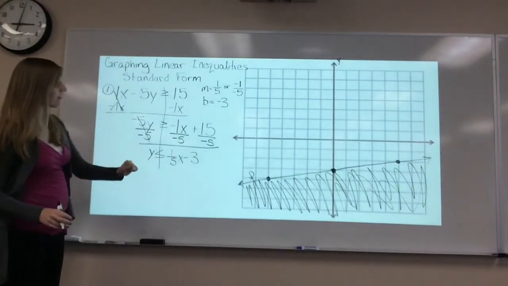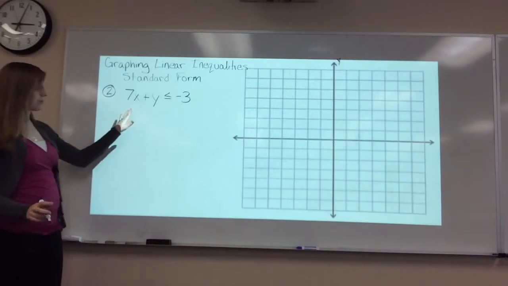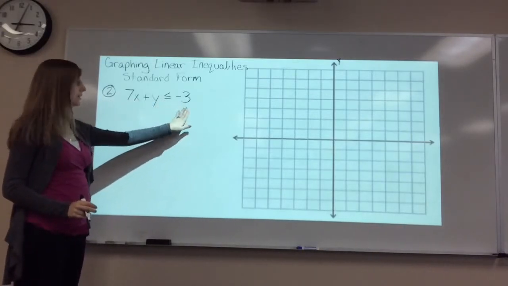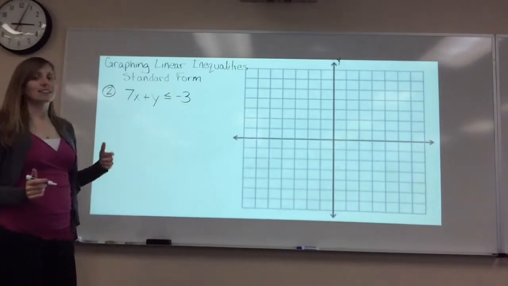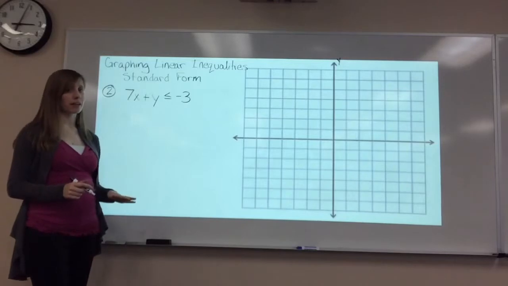And that would be our graph for problem number 1. For problem number 2, our inequality is 7x plus y is less than or equal to -3. Again, this is in standard form, not slope-intercept form, so we must solve it before we can graph it.